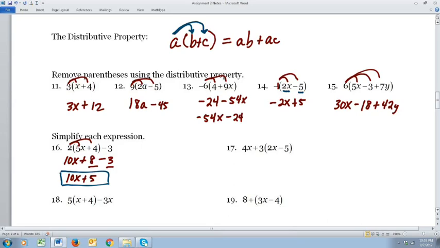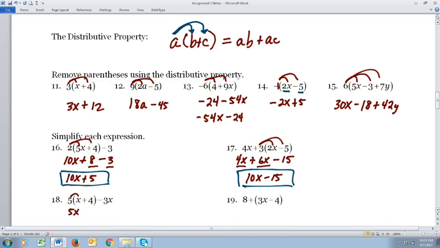All right, let's do number 18 together. I'm sorry, number 17. So we're going to rewrite the 4x, and then we've got to distribute the 3. So we're going to get 6x and a minus 15. Combine your x terms together, you're going to get 10x minus 15. So go ahead and try number 18, and then you can see how you did.